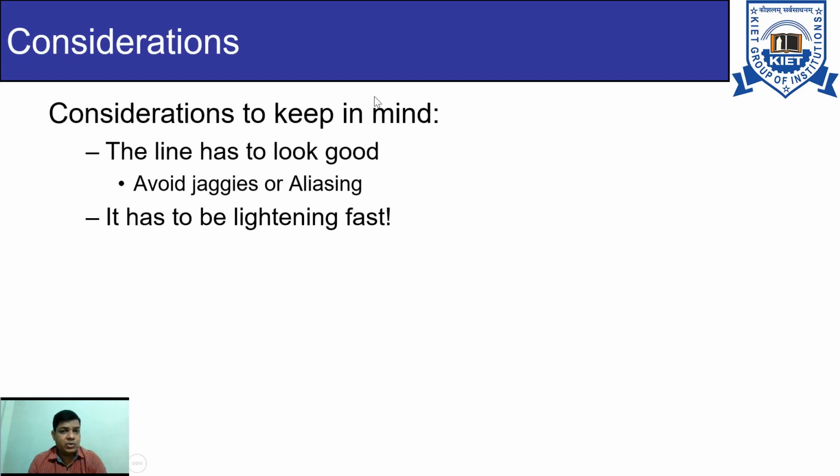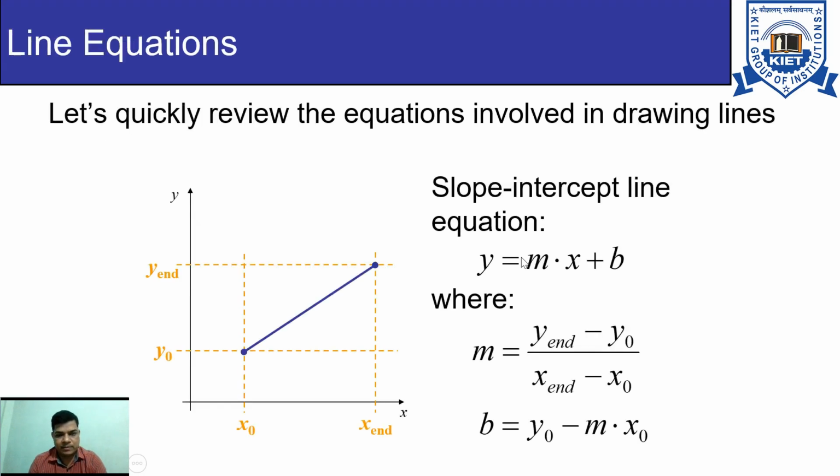So we have to keep these things in mind. The considerations to keep in mind are, basically, the line has to look good. That means whenever you are drawing a line, the line should appear straight. For that you should avoid jaggies or aliasing, and it has to be lightning fast. That means it can be drawn fast on raster scan systems.